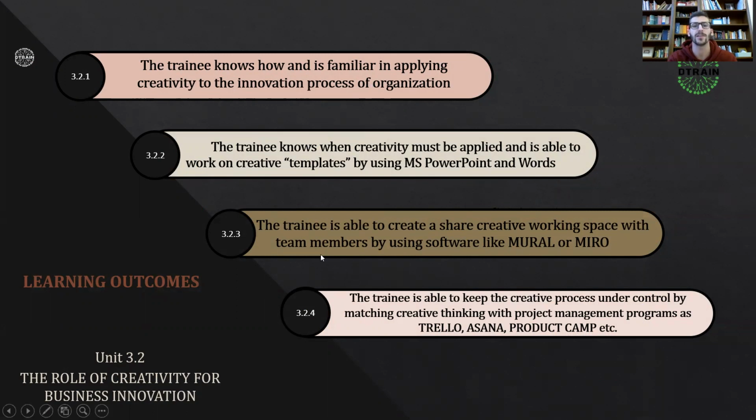The third one, the trainee is able to create a shared creative working space with the team members by using software like Mural or Miro. The last one, the trainee is able to keep the creative process under control by matching creative thinking with project management programs such as Trello, Asana, Product Camp, etc.